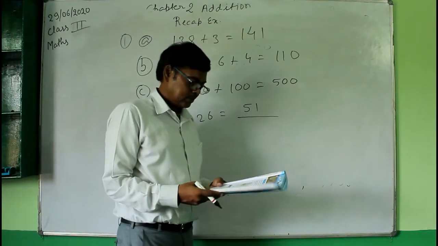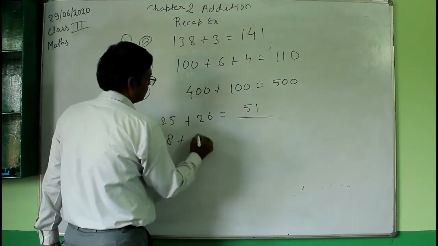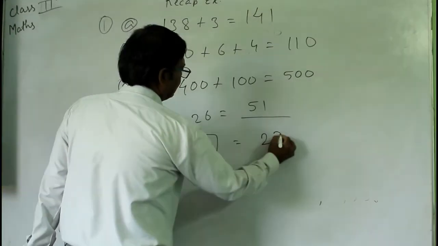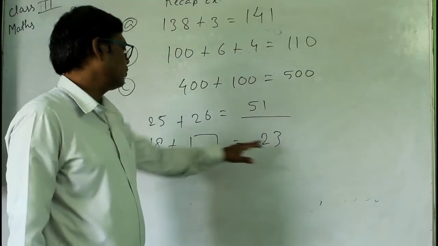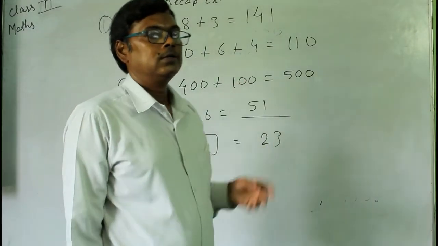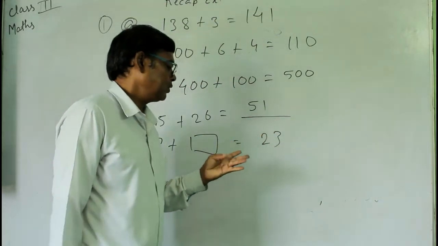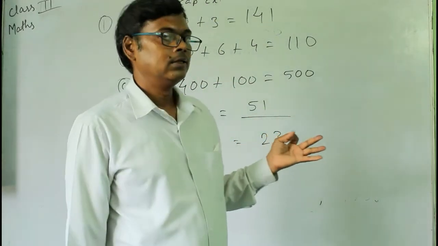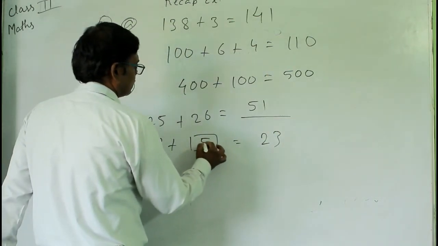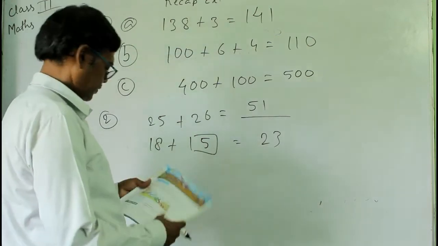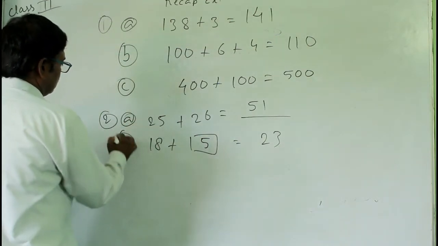Then next is here 18. Question number 18 plus missing number is equal to 23. So what is the missing number here in this box? 18 plus how much will be 23? So now count 18, then 19, 20, 21, 22, 23. So you have 5. So in this you write 5. So you have this missing number 5. Okay. So then this is your A, this is B.